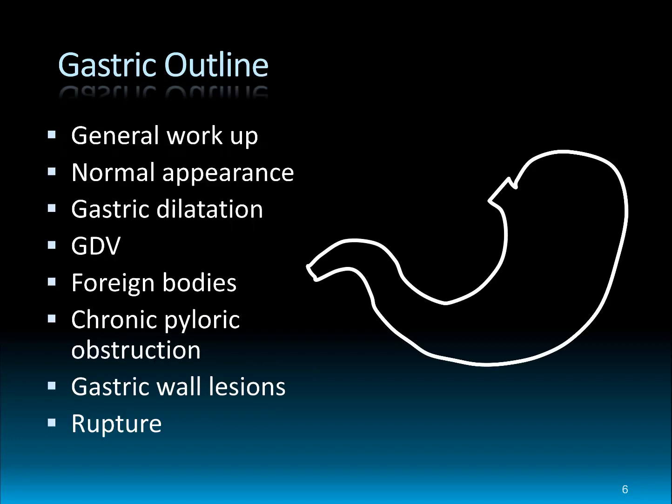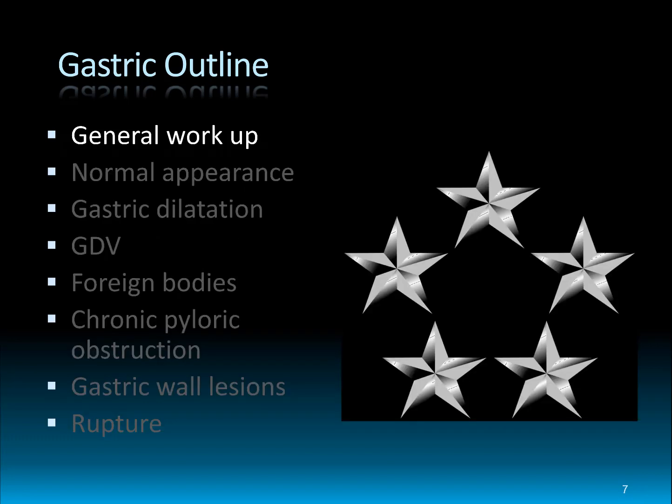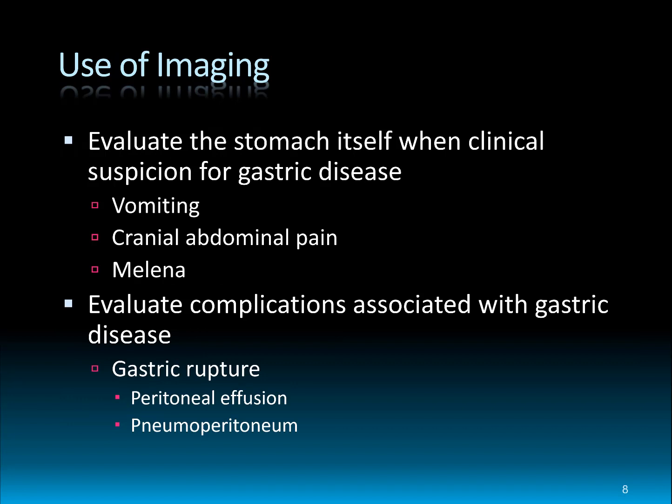So here's the list of things over the next 4 segments of lecture that we're going to do. Start with the general workup for the stomach. Imaging is useful and is indicated for a variety of reasons. Most of the time, you're looking at the stomach when you're suspicious of gastric or gastrointestinal disease. So when the patient's vomiting, or there's cranial abdominal pain, or there's melena, various signs that specifically point, or at least can point to the stomach.